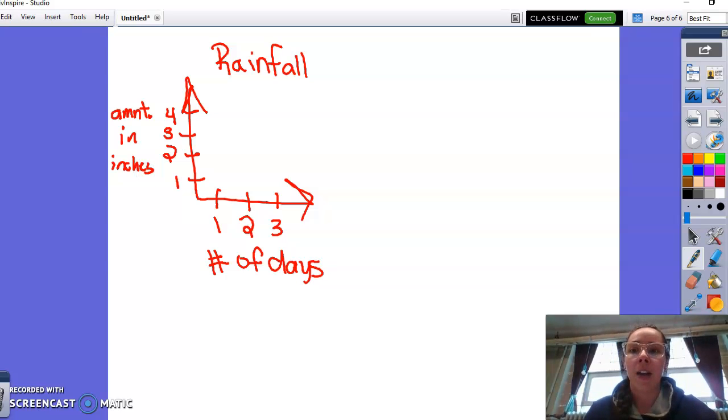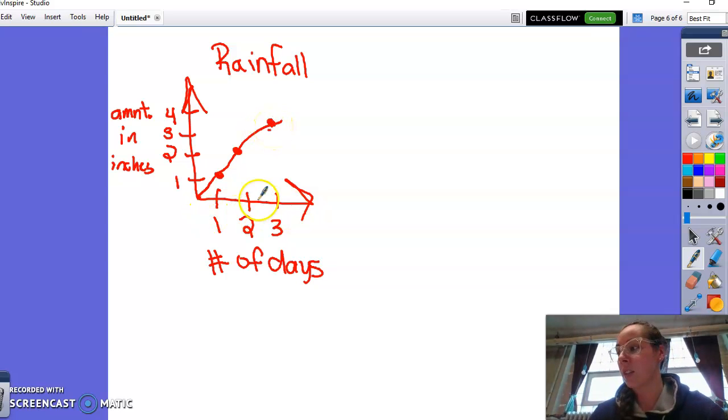Okay. And then we can go ahead and plot our data. So on day 1 we got 1 inch, on day 2 we got 2 inches, on day 3 we got 3 inches, or 3.5 I guess, it's kind of in the middle there. Okay, and then a line graph would look like this. Ba-bam! You just connect your data, and it's just following how much change happens over time. So on the 3rd day you have the most amount of rainfall, right?